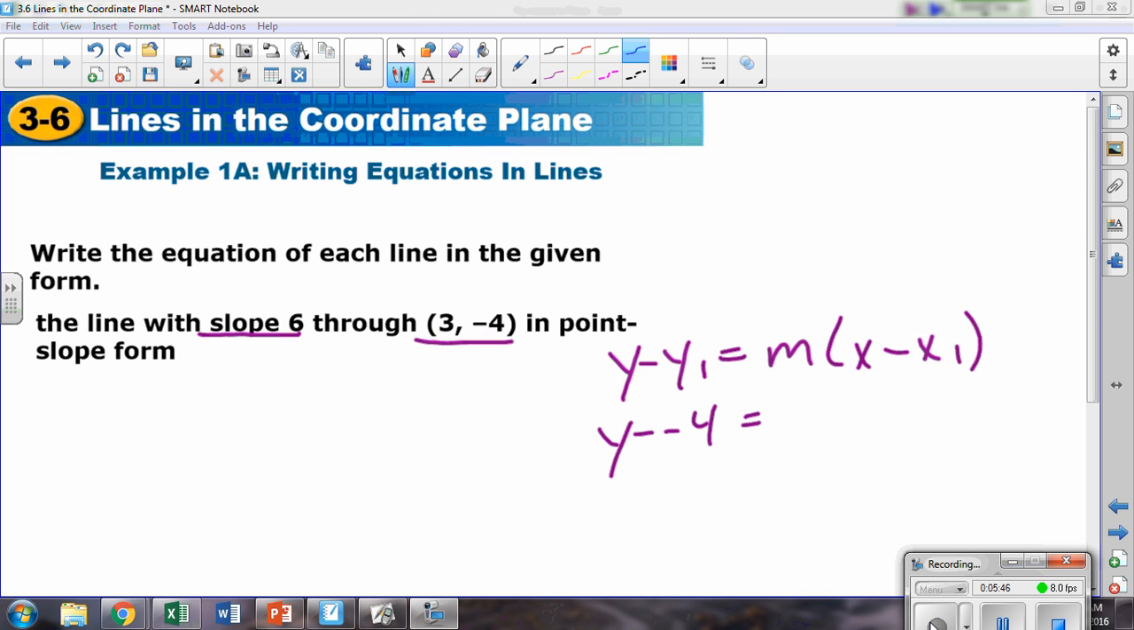-4. What is the slope? What is the x coordinate? And that's our answer. We're done.